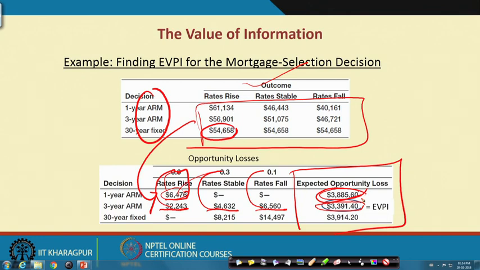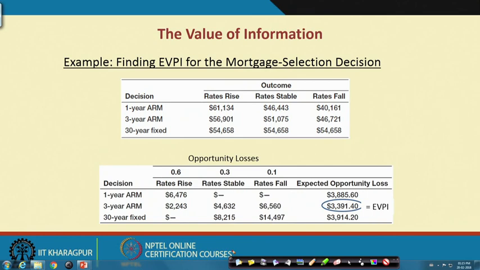Similarly, for the 30-year fixed, we have 2 different outcomes: 8215 against 0.3, and then 14497 against 0.1. So this will give you the average figure 3914.2. Then we apply some technique, a maximization or minimization technique, to find which one is the final choice to address this business problem.